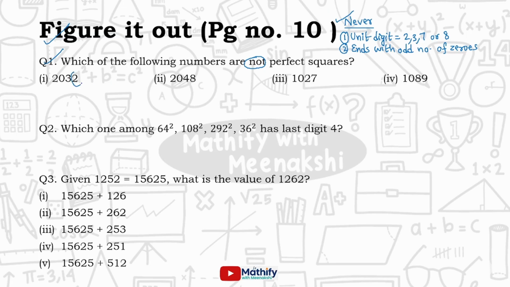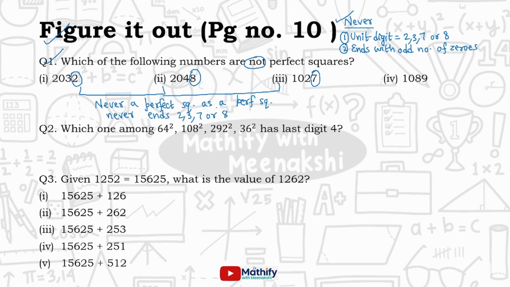The first number ends with 2, that means it's never a perfect square. The second number ends with 8, again it's never a perfect square. And the third number ends with 7. So for the first, second, and third, we can say they are never perfect squares, as a perfect square never ends with 2, 3, 7, 8. Now what about the fourth part? That's 1089. Again, here the unit digit is 9. So for that we have to check by taking prime factorization, long division, or repeated subtraction.